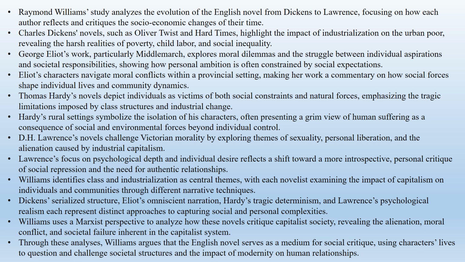A significant theme in Williams' analysis is the tension between individual agency and social constraints. In Dickens' novels, characters are often subject to forces beyond their control, whether it be poverty, corruption, or bureaucratic indifference. However, Dickens also emphasizes the potential for personal redemption and moral choice, albeit within the limits of a rigid social structure.